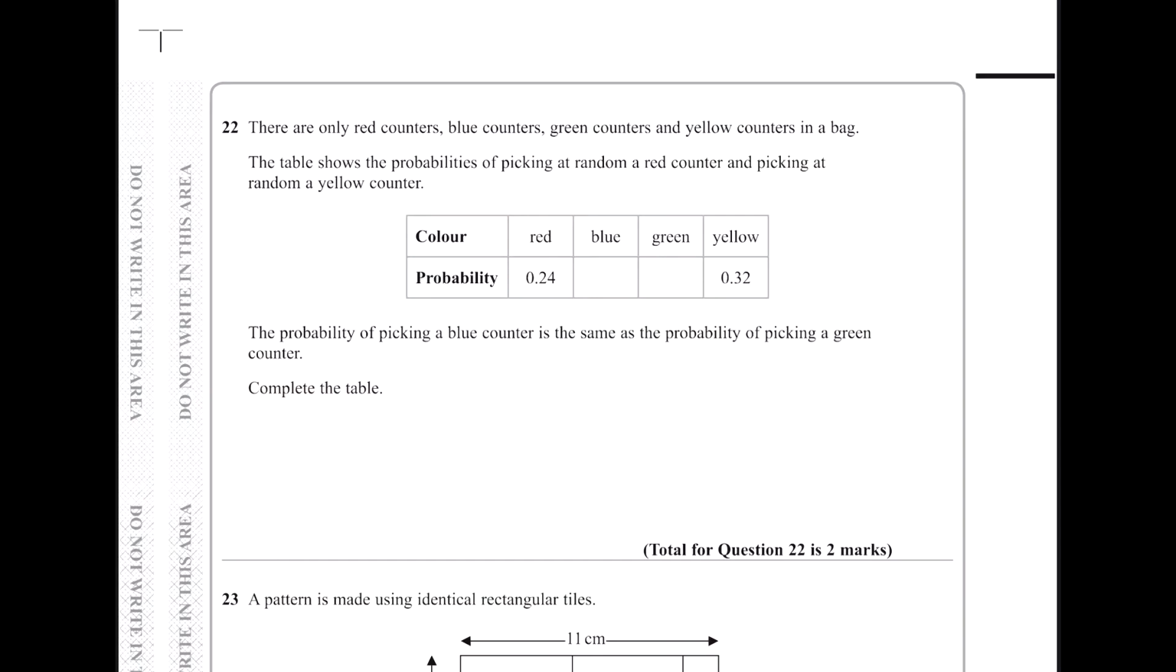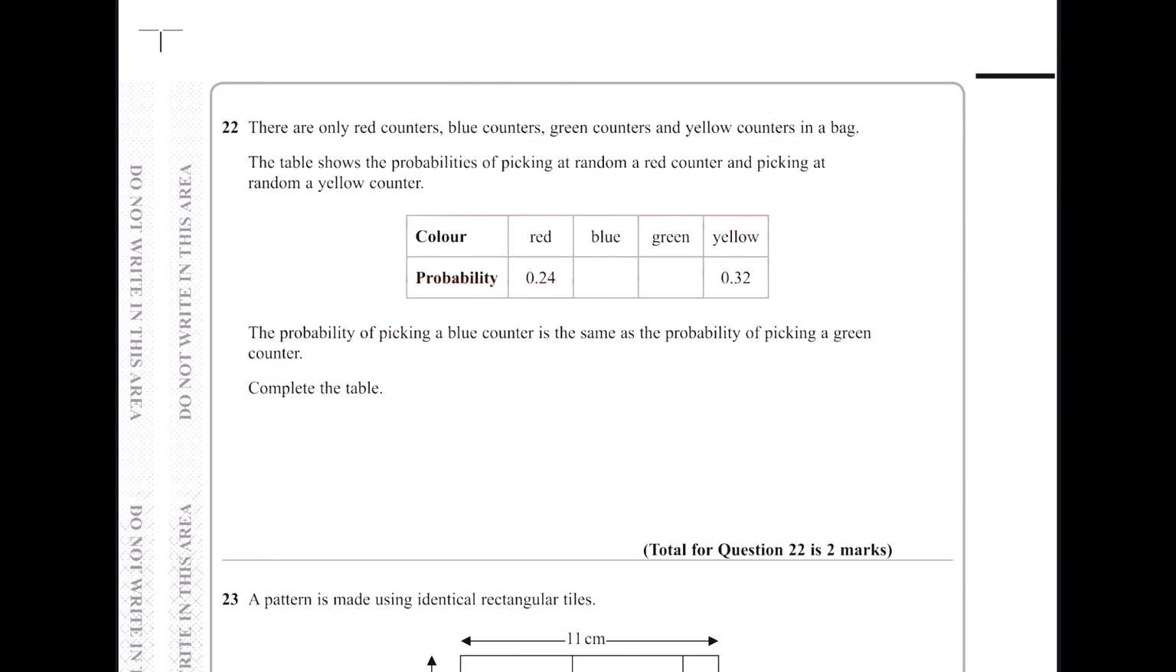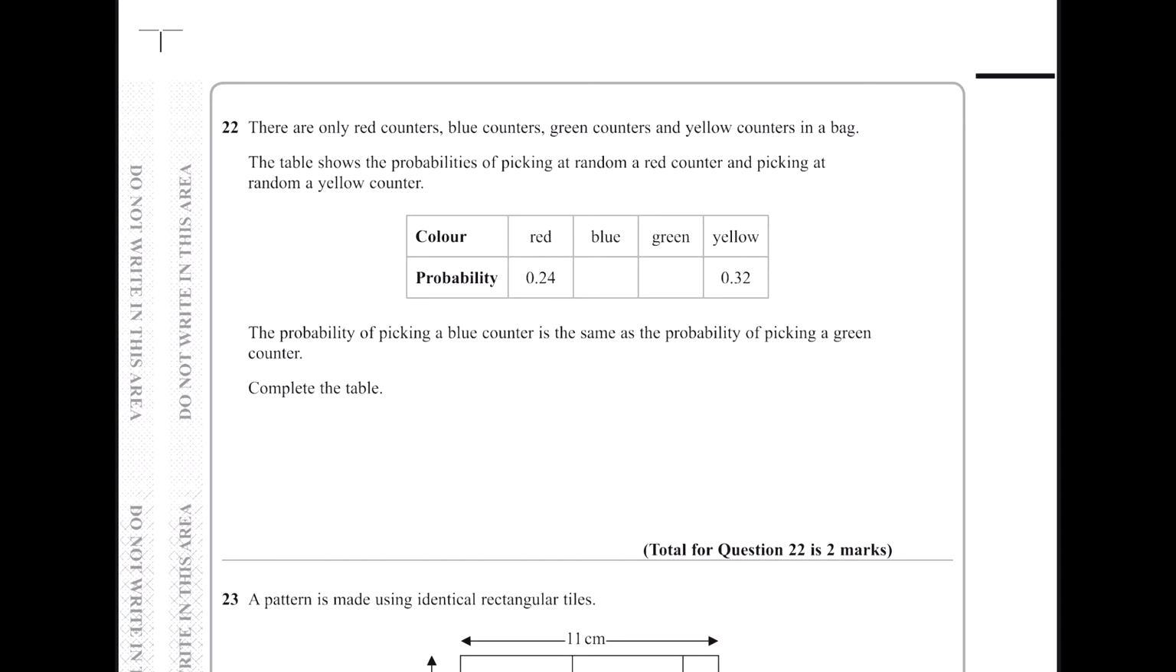Next one, it says there are only red, blue, green, and yellow counters in a bag. So we've got this. The table shows the probabilities. And it tells you the probability of picking a blue counter is the same as the probability of picking a green counter. So these two numbers are the same. Complete the table. So what we need to do is use 2 facts. So the first fact is this.